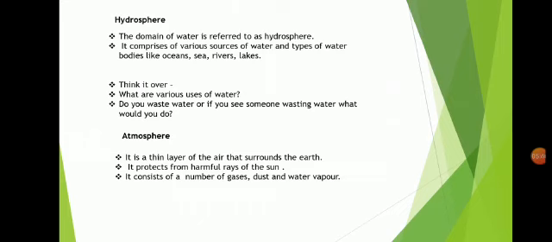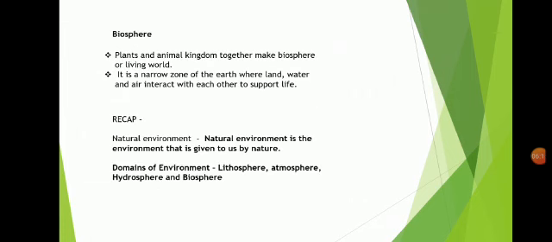Proceeding to the next domain of the natural environment, that is atmosphere. It is a thin layer of air that surrounds the earth. It protects us from harmful rays of the sun and consists of a number of gases, dust, and water vapor. Biosphere. Plants and animal kingdom together make the biosphere or living world.